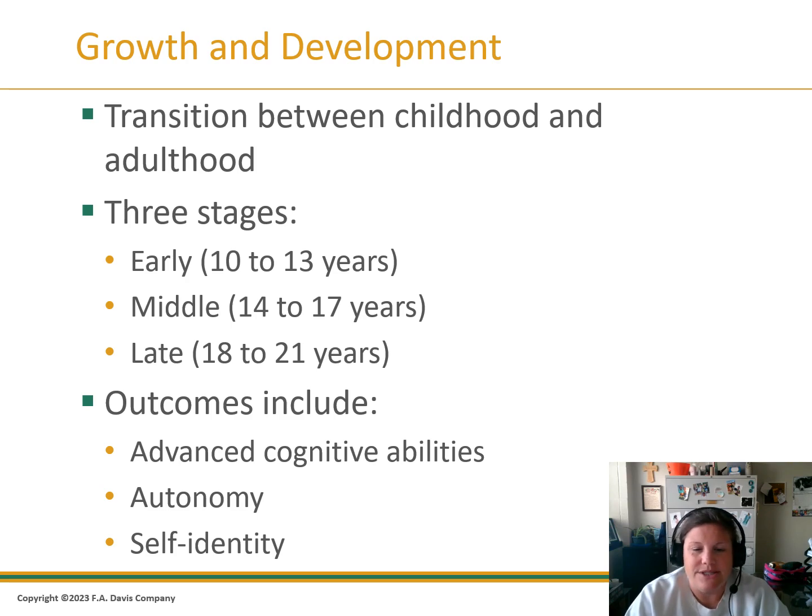Outcomes that we're going to expect in development in this age frame are that they have way advanced cognitive abilities, that they are very autonomous or independent, and that they have an established self-identity.